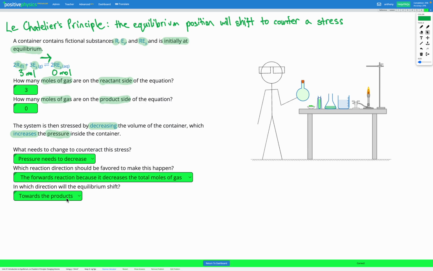So in these questions, first we're counting up how many moles of gas we have on the reactant and product side of our equation. Then we're looking at the change that happens. Remember, according to Le Chatelier's principle, we want to counter that change. So if the pressure increases, we need to make the pressure decrease. If the pressure decreases, we need to make the pressure increase. Then we're going to choose the direction of the reaction that should be favored in order to make that happen. If we need to increase the pressure, we need to favor the direction that will increase the number of moles of gas. If we need to decrease the pressure, we need to favor the direction that will decrease the number of moles of gas.